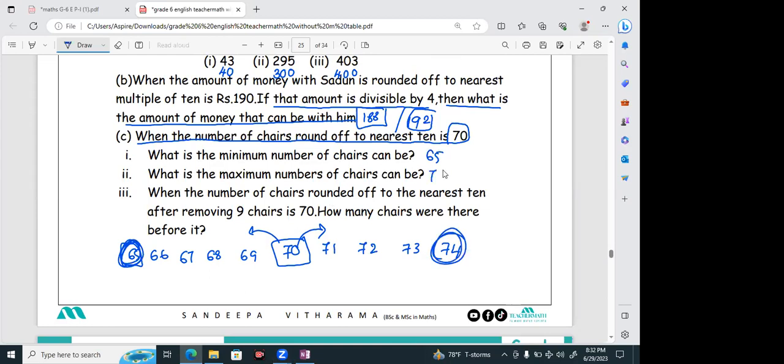It is 74. When the number of chairs rounded off to the nearest 10 after removing 9 chairs is 70, how many chairs were there before? එහෙනම් දැන් මේ වෙලාවේ අපි මොකද්ද කරන්න ඕනේ? අර 9 workers අලුතෙන් එකතු වුණා වගේ. දැන් මේ වෙලාවේ 9 chairs have been removed. Then just add or subtract. Subtract. Yes, we have to subtract 9 from 65.